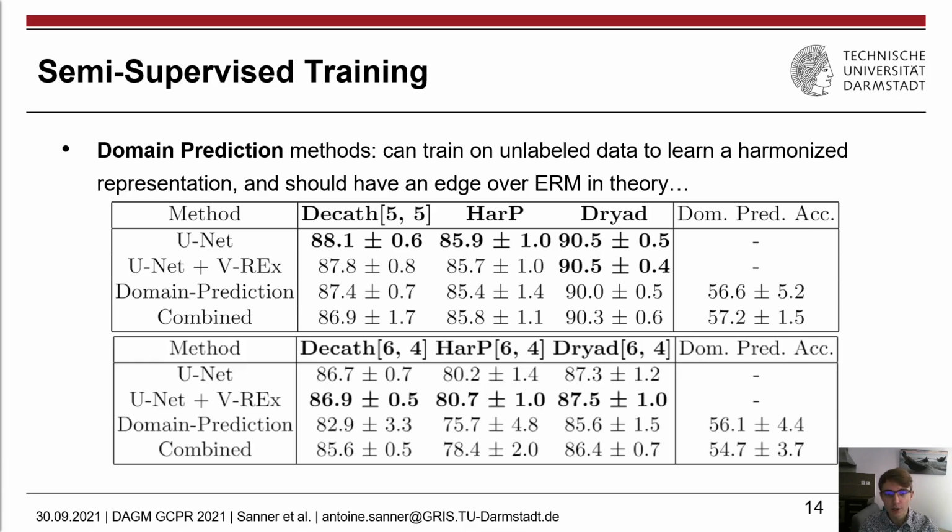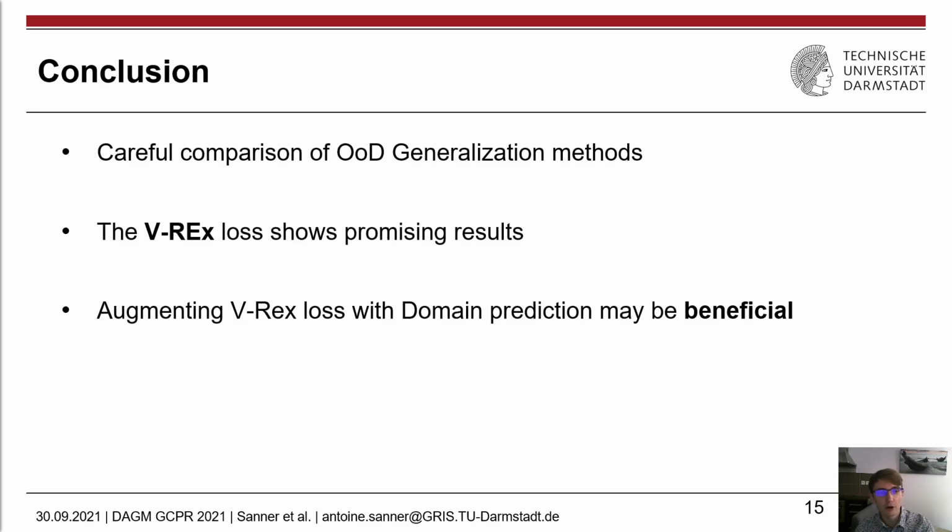And so to try and push the semi-supervised setup, we decided to use as few labeled data points as possible from each dataset. So here we used only 10 data points for each dataset, and the same comments can be made as for the first experiment here. So to conclude, in our work, we propose a careful comparison of out-of-distribution generalization methods.